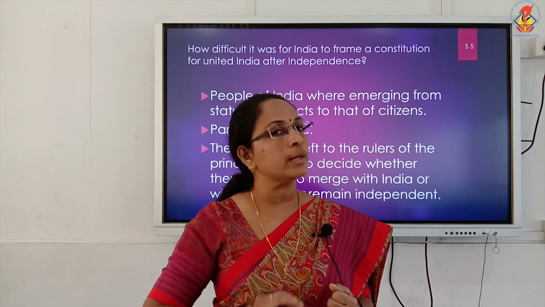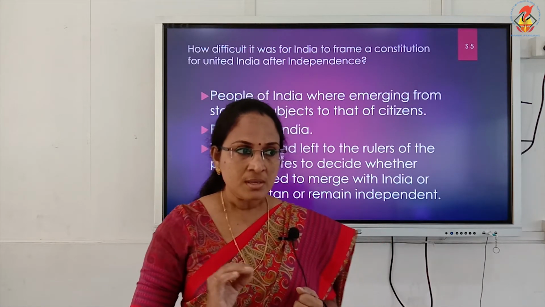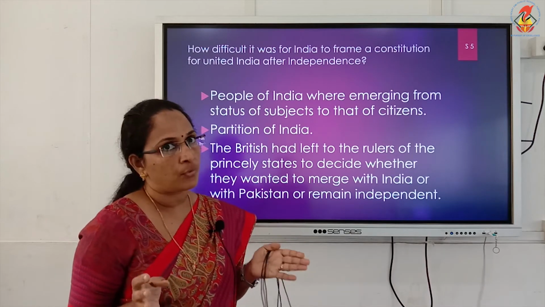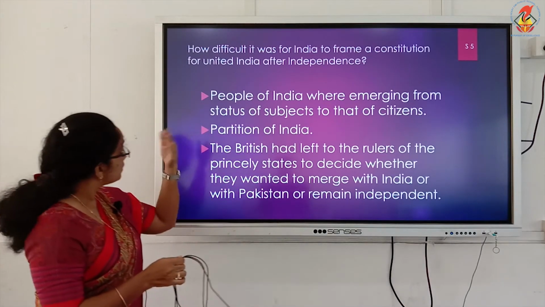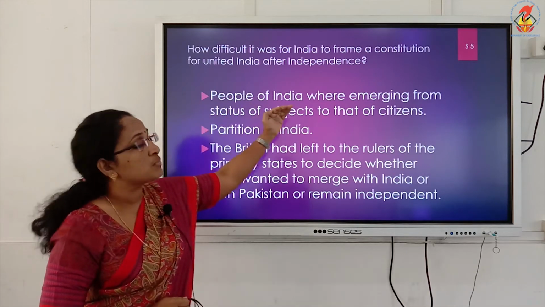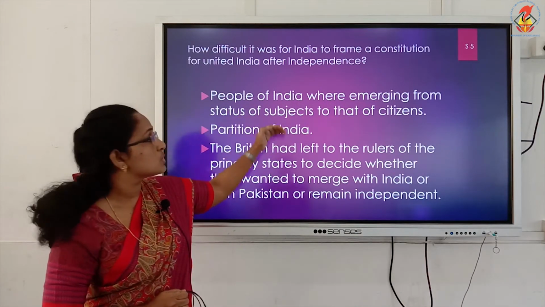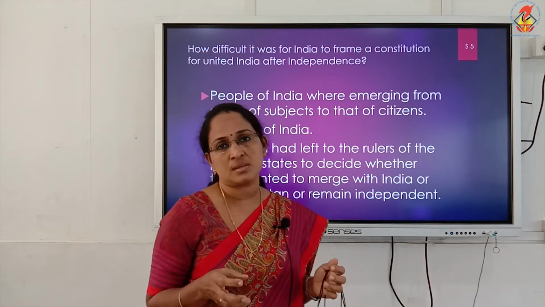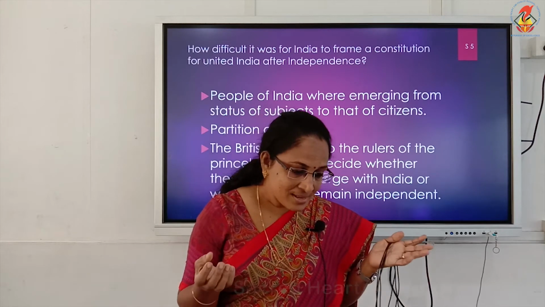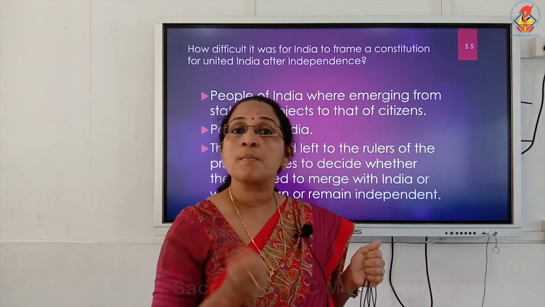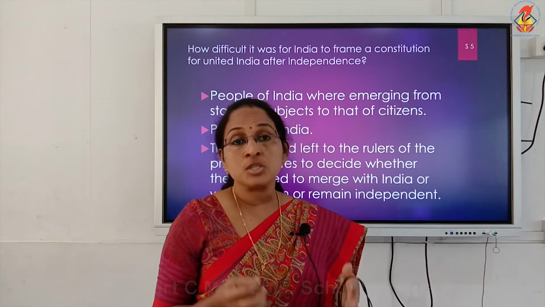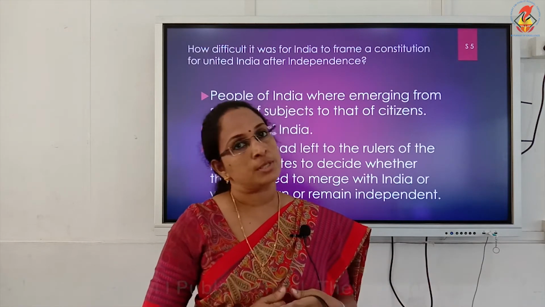Before that, during colonial rule, children, Indians did not have the power to be citizens of our country. So the first difficulty was that people of India were emerging from the status of subjects to that of citizens. Citizen means a free man and a legally recognized member of a country. So that was a challenge for the constitutional framers.